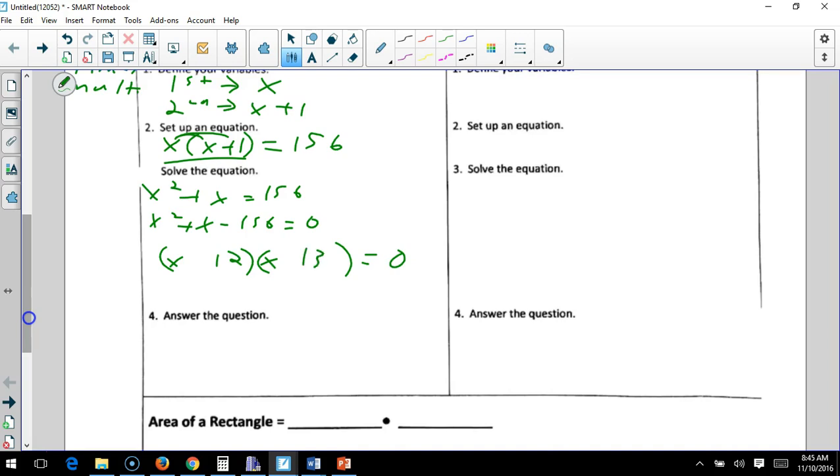Okay? Now, I want more positives. So this is going to be positive. It's going to be negative. Okay? And I just set them both equal to 0. X minus 12 equals 0. X plus 13 equals 0. Set them equal. I get x equals positive 12 and x equals negative 13. Okay? So, here's my question.